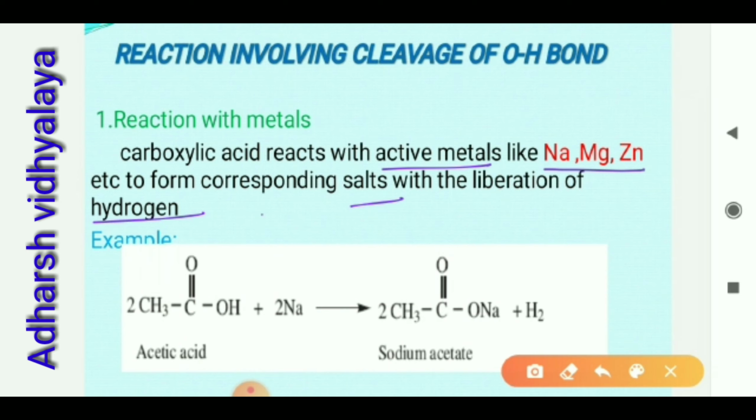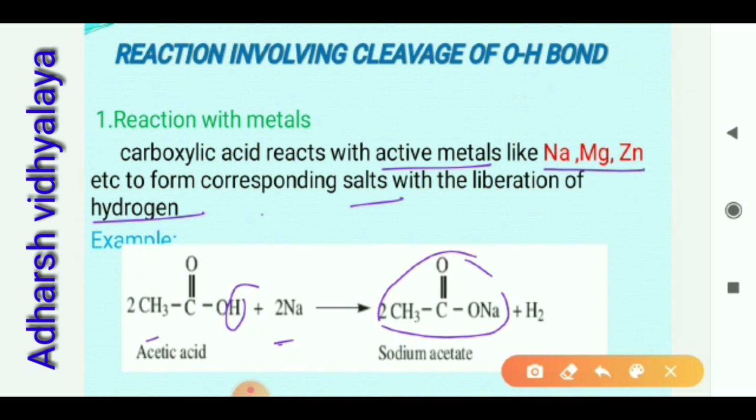Let us take 2 moles of acetic acid. It reacts with 2 moles of Na. Here the sodium metal displaces the acidic hydrogen from acetic acid. It forms sodium acetate.